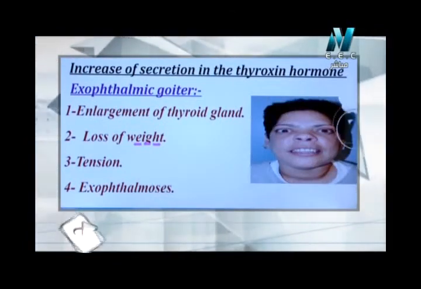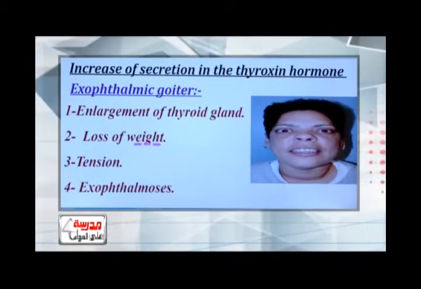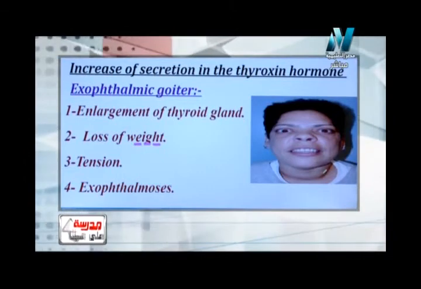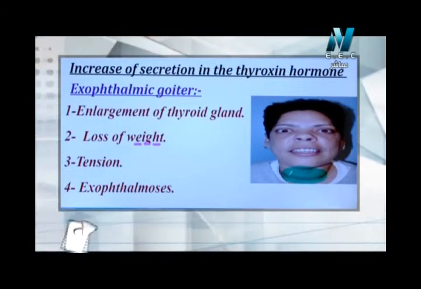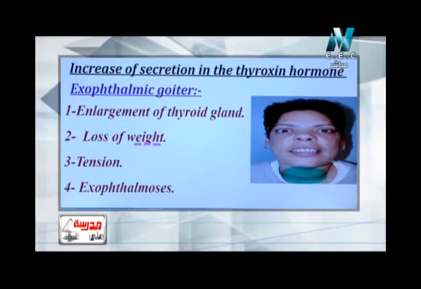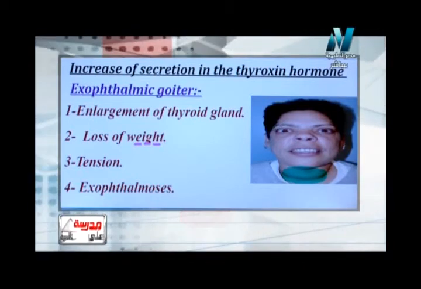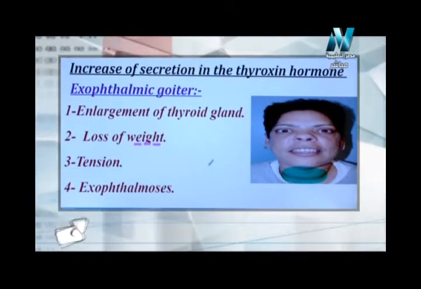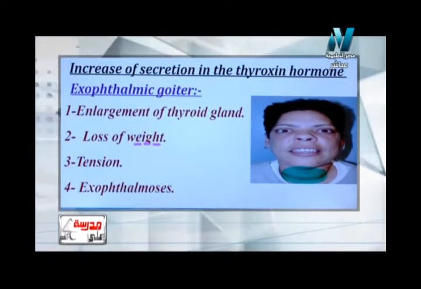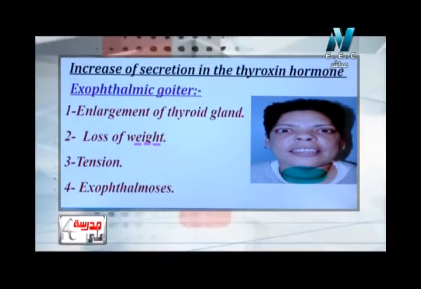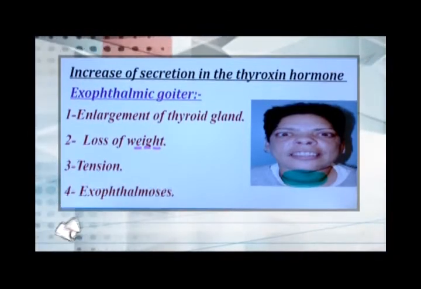دي كده. طبعا هنا we can talk about, as we see here, we have enlargement of thyroid gland in this region في منطقه the neck, loss of weight, tension and exophthalmosis as اللي هو العين بيحصل فيها جحوظ او تورم to outside للخارج. اوكي.